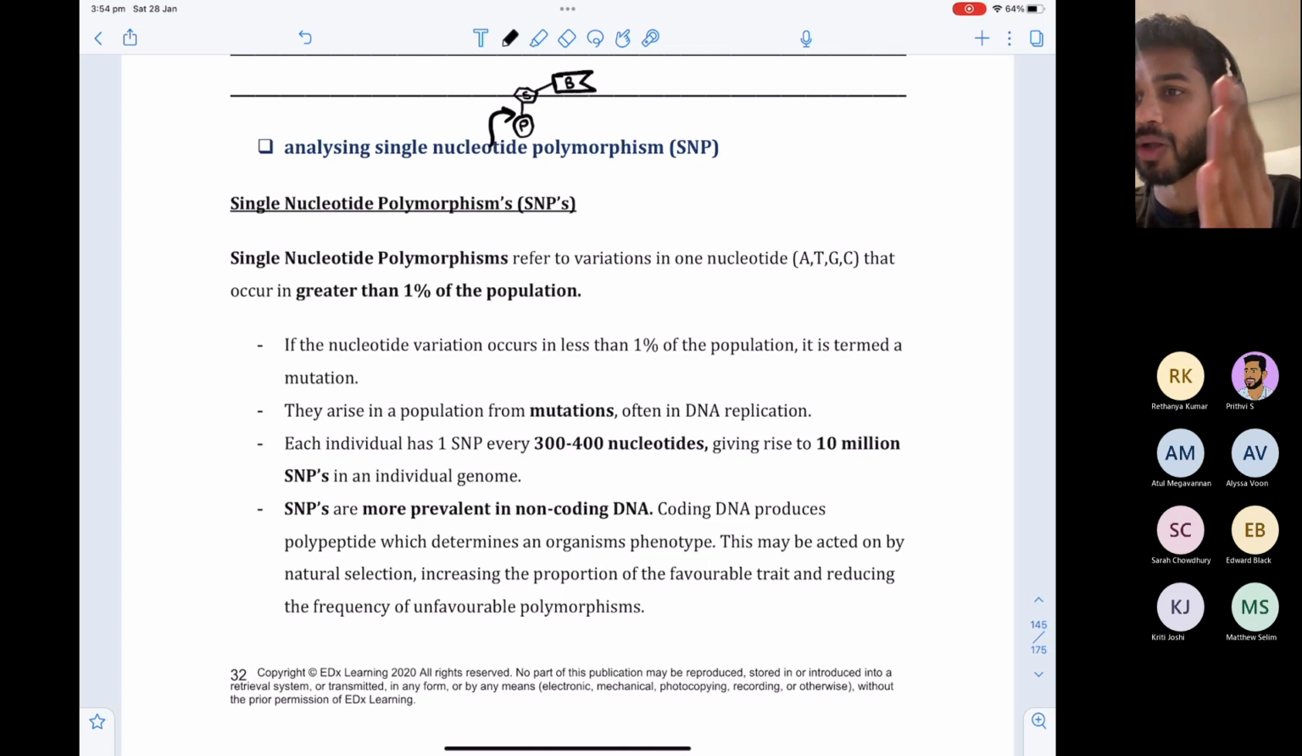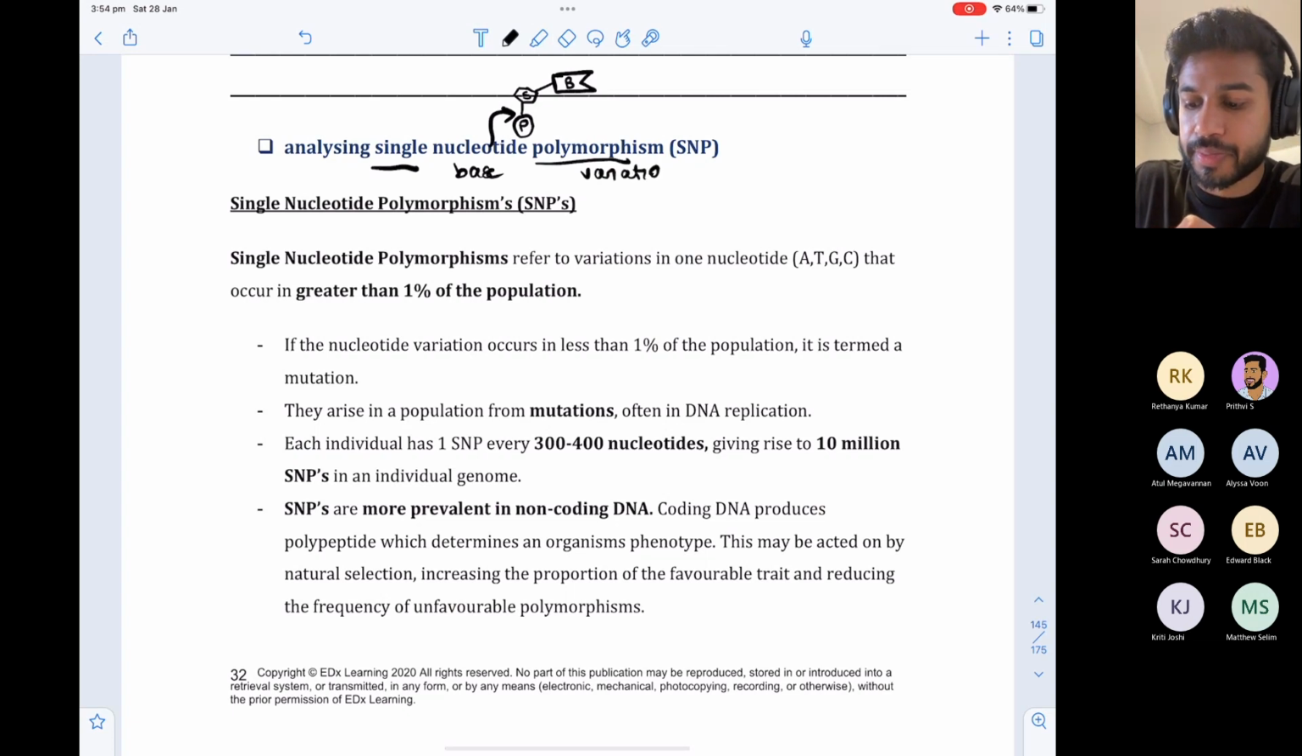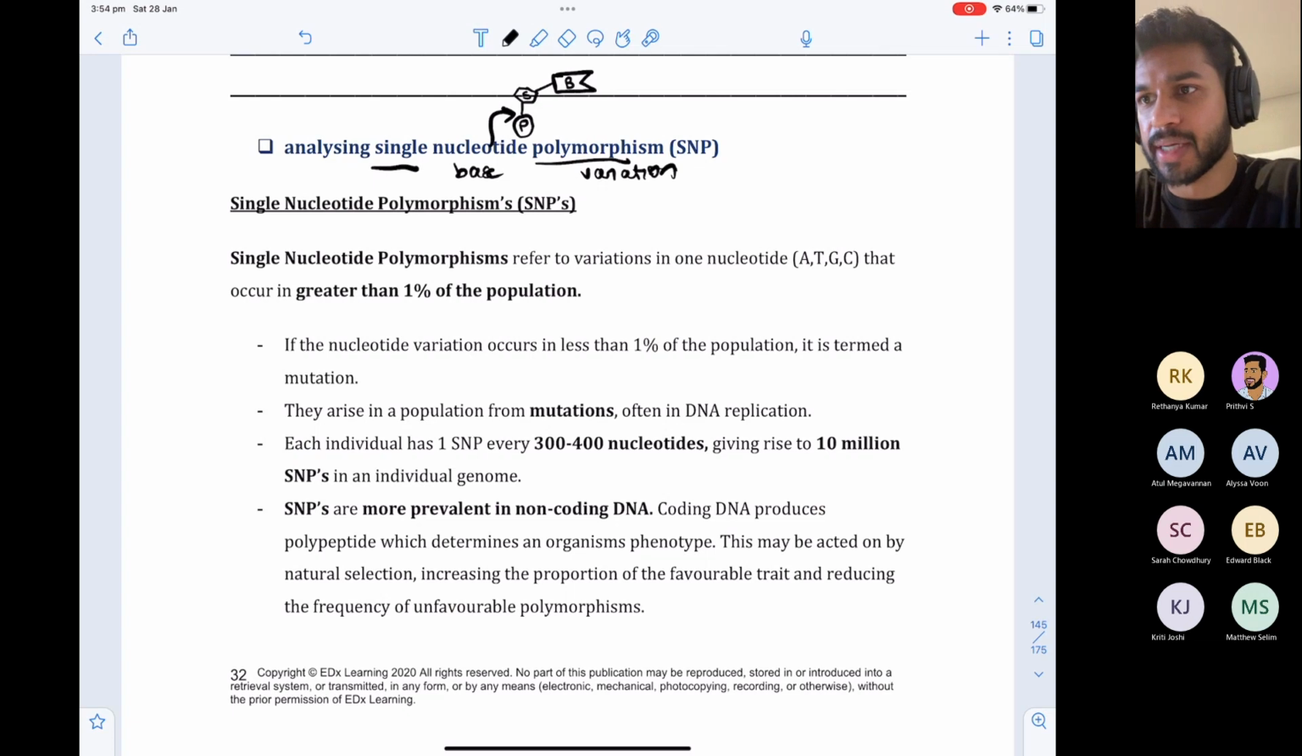Okay, what does the word polymorph mean? If I morph into something, I'm changing form. What does poly mean? Many. So when you put this together, single nucleotide polymorphism means single base variation. That's it. Single base variation.